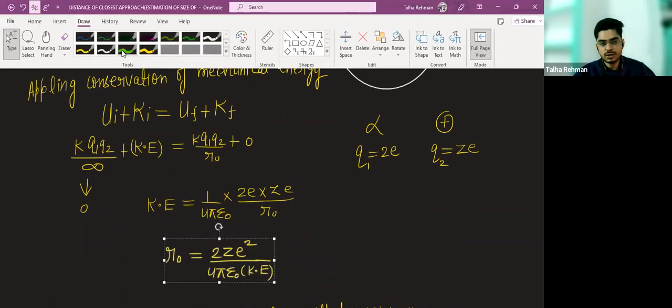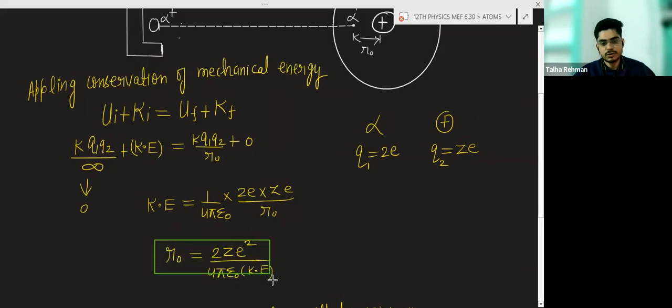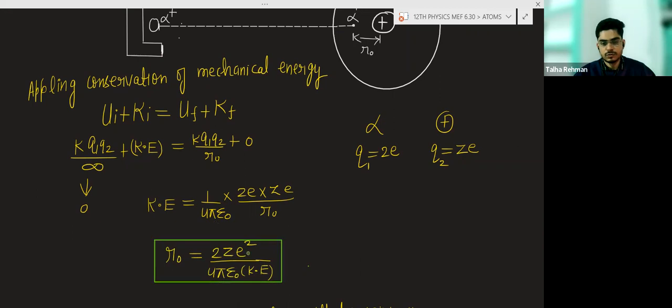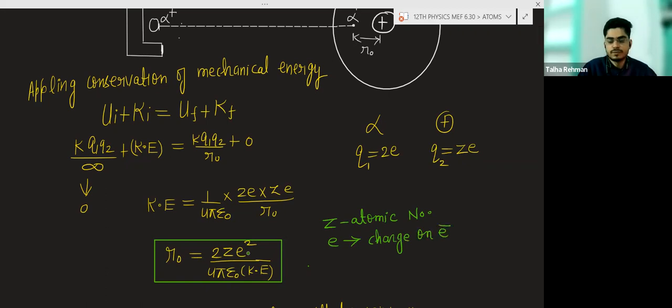How close the alpha particle is to the nucleus. What is e? e is the charge on the electron. Z is the atomic number. What is e? Charge on the electron. Ke is the kinetic energy.